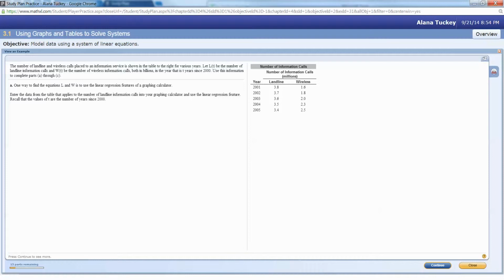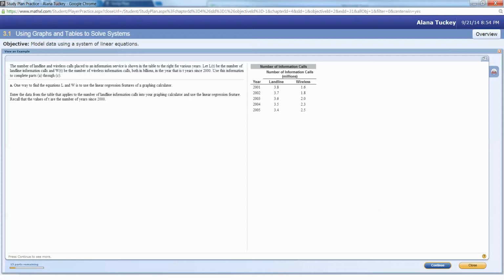So we have the number of landline and wireless calls placed to an information service is shown in the table to the right for various years. Let L of t be the number of landline information calls and W of t be the number of wireless information calls, both in billions in the year that is t years since 2000. Use that information to complete parts A through C.